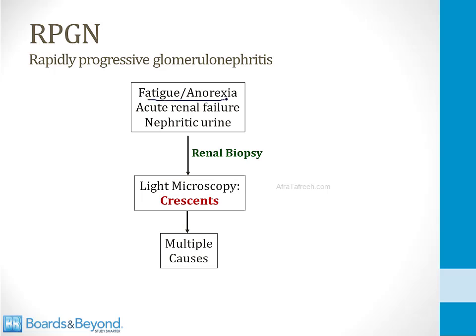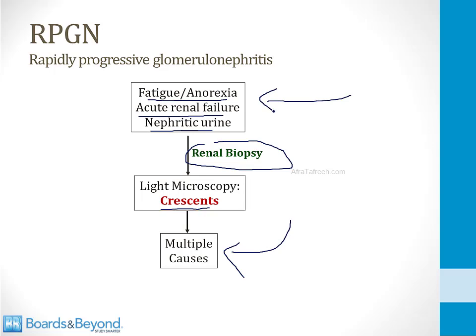Blood work shows elevated BUN and creatinine indicating acute renal failure, and when you examine the urine, you see evidence of nephritis, including red blood cell casts. This usually leads to a renal biopsy, and when you examine the renal biopsy tissue under the light microscope, you see crescents. Once you see the crescents, you know that you're dealing with a case of RPGN, but you don't know what is causing it. As we'll talk about in the next few slides, there are multiple disorders that potentially lead to this pattern of inflammation and this type of presentation.